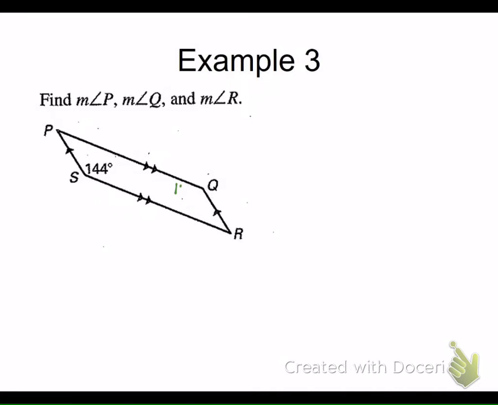The measure of angle Q is what? 144. Opposite angles are congruent. So the one across from the 144 is also 144. What do I know about consecutive angles? The ones right next to each other. They add to 180. So I'm going to do 180 minus, and you are correct, 36. So the measure of angle R is 36 degrees, and the measure of angle P is 36 degrees. Yay. So 36 degrees.